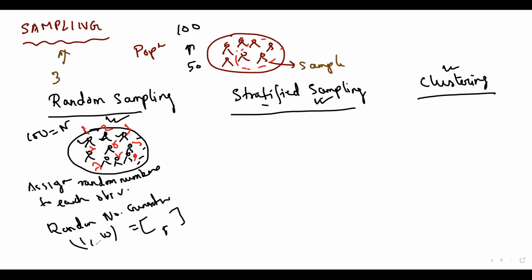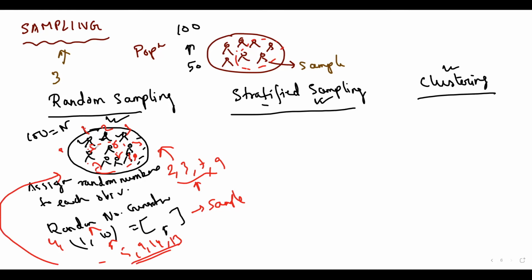Then we define a random number generator, and we give it a range. Say I want numbers from 1 to 10. Let's say it collected four of them: 2, 3, 7, and 9. So 2, 3, 7, 9 will be collected from here as a sample. In the next iteration, we change the range, and it may collect different groups of people based on the numbers that it generates. Let's say this time it generates 5, 9, 11, and 13. It will see which observations are tagged with those numbers, collect them and make them a sample. This is how random sampling works.